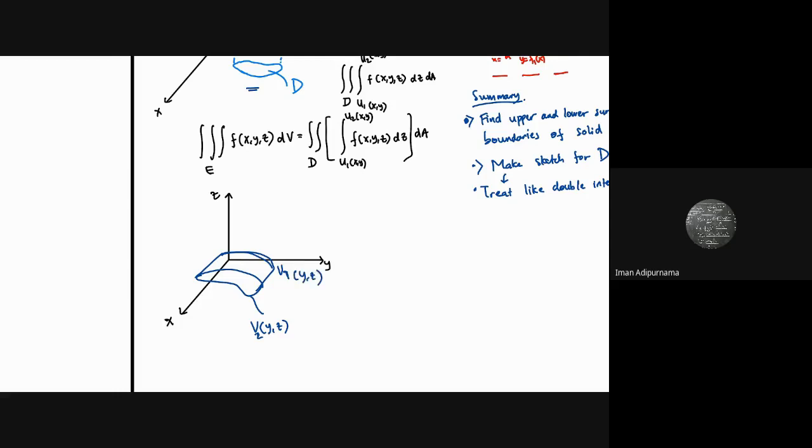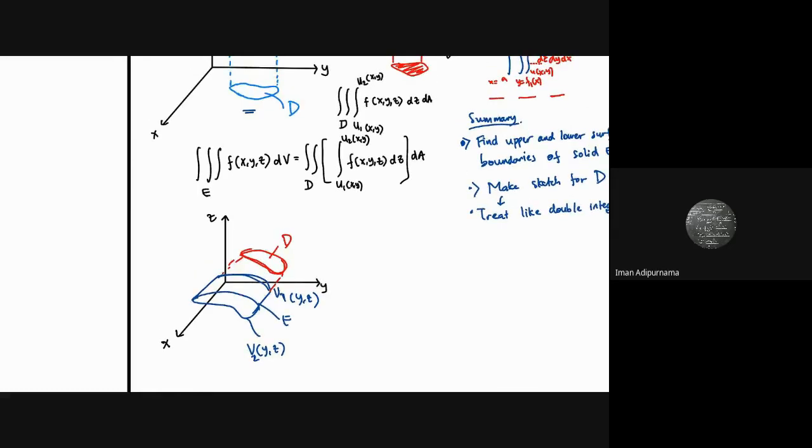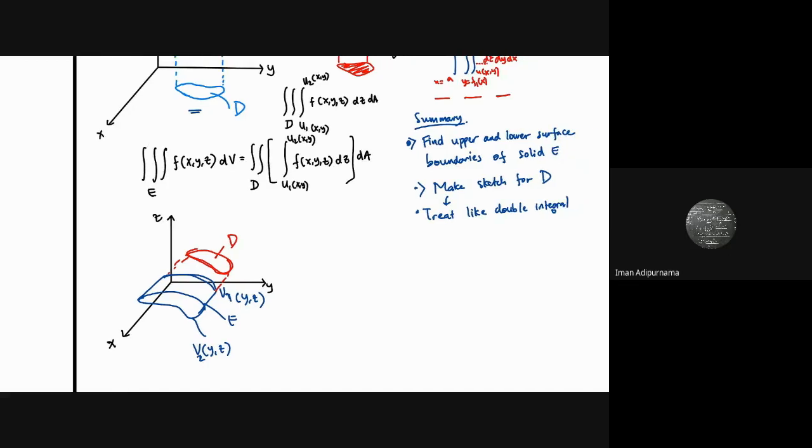And you need to project this to the region on the YZ plane here. So this is E, this is D. Okay. So you need to make sure that you know how to read the equations given, and you can take them into sketching. At least what you need to sketch is the D.